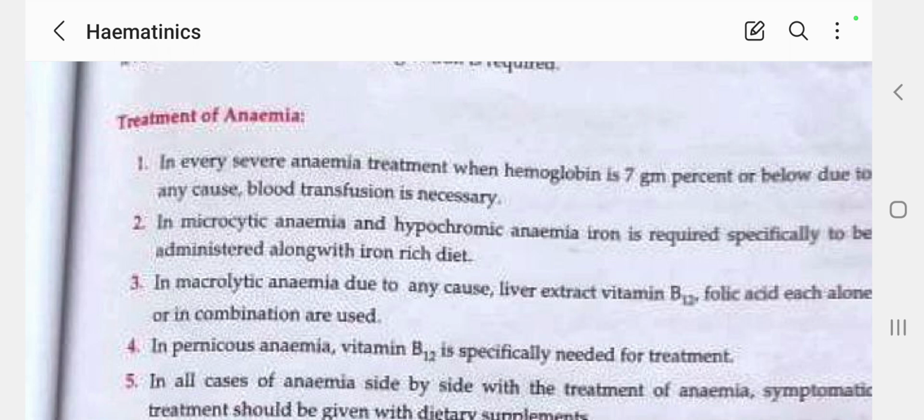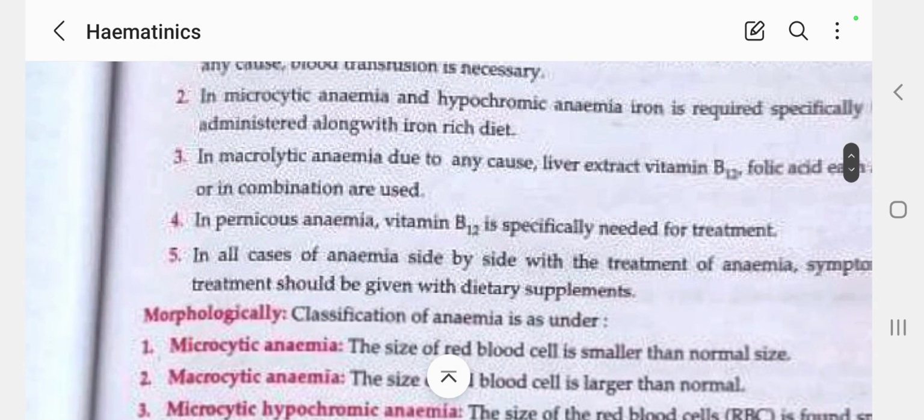In case of macrocytic anemia, the person is to be injected with liver extract, vitamin B12, folic acid, etc. In case of pernicious anemia, vitamin B12 is specifically needed for the treatment.